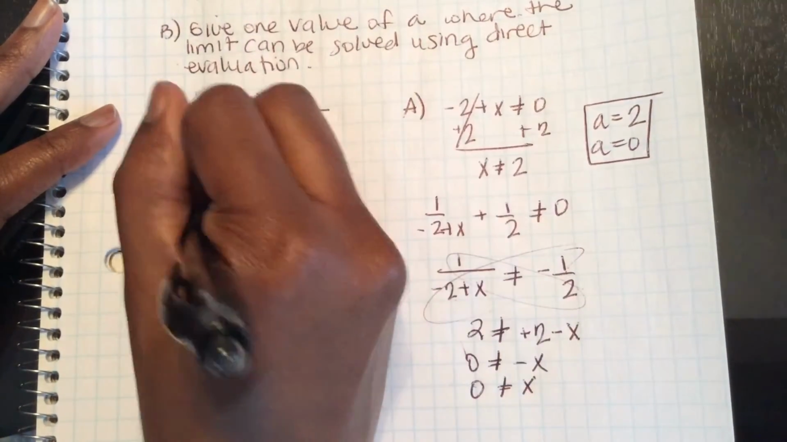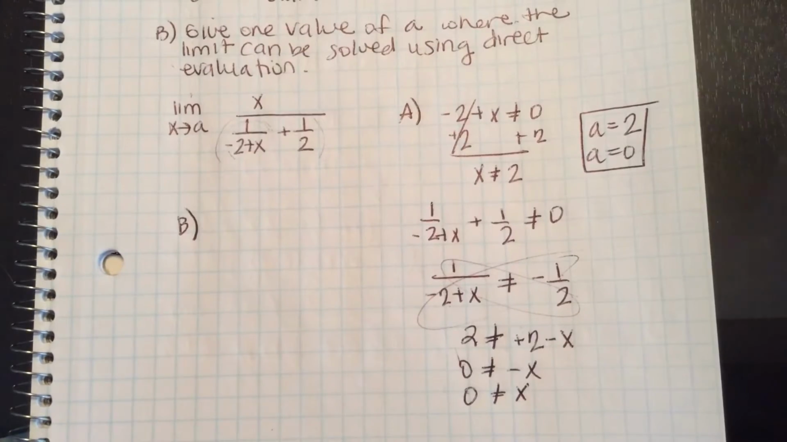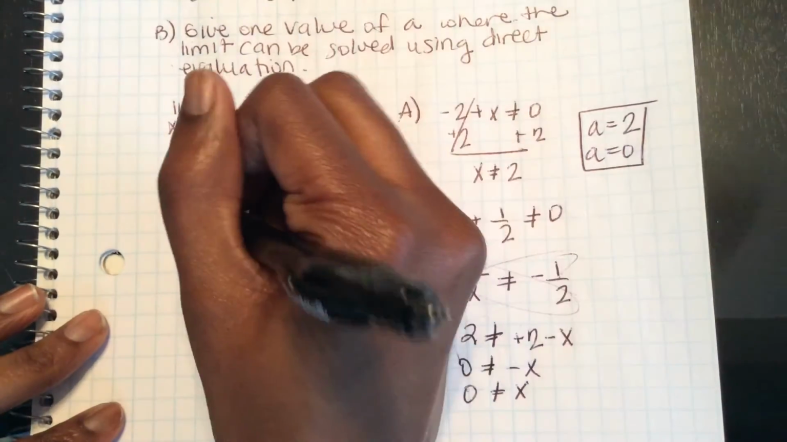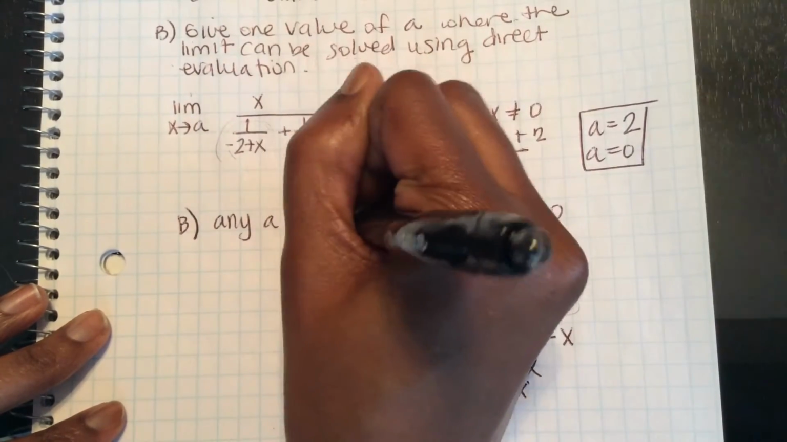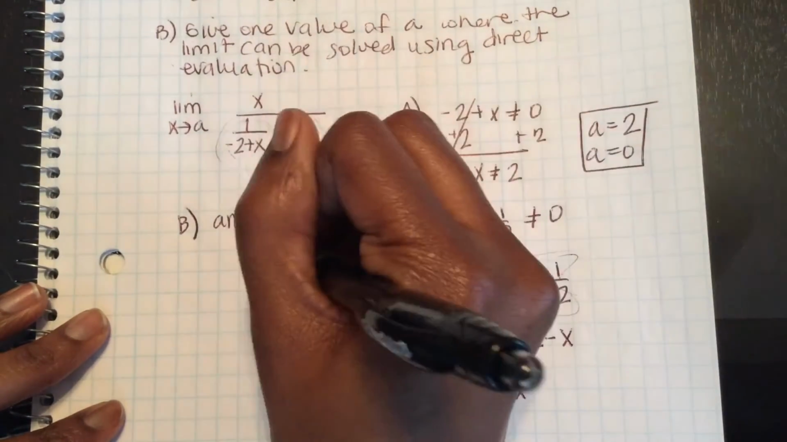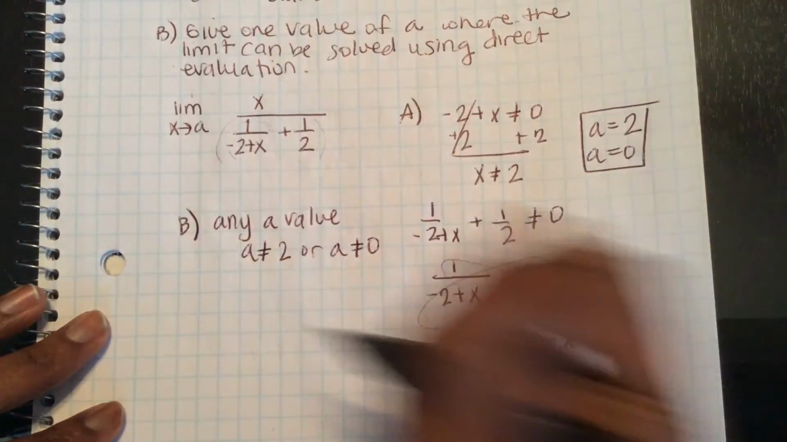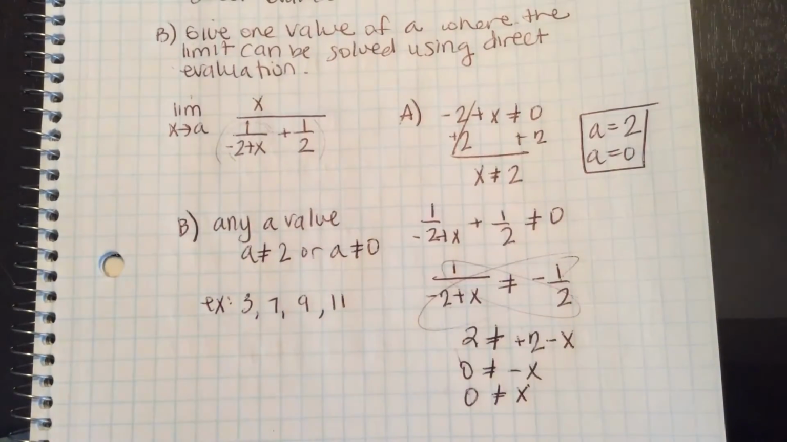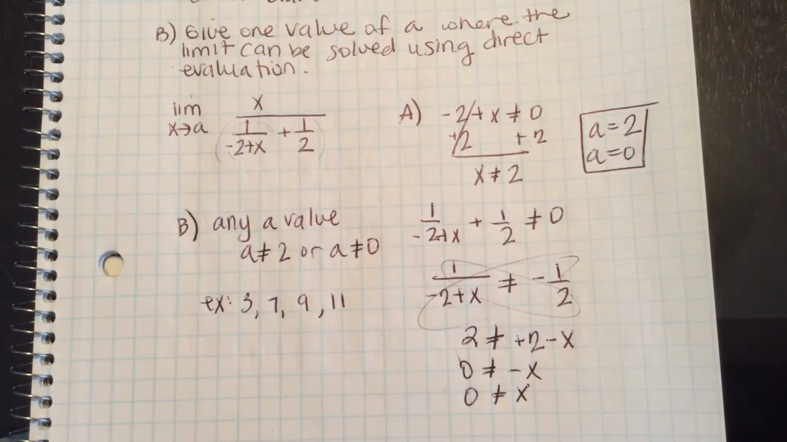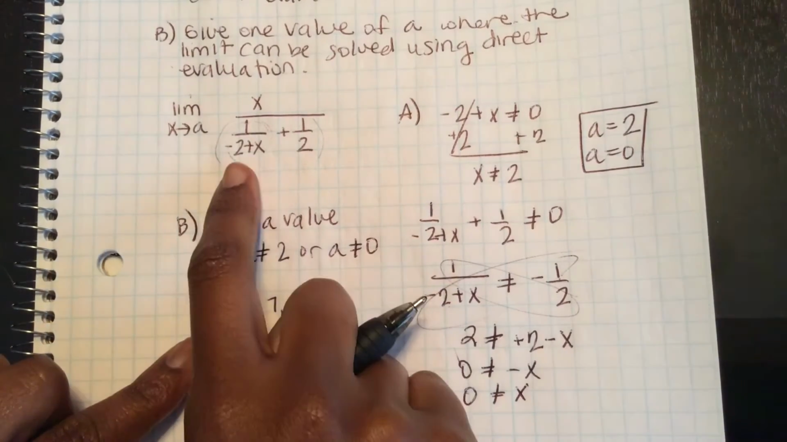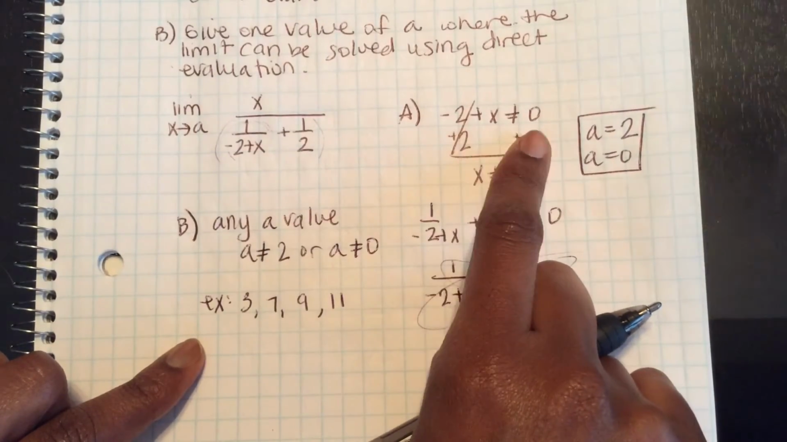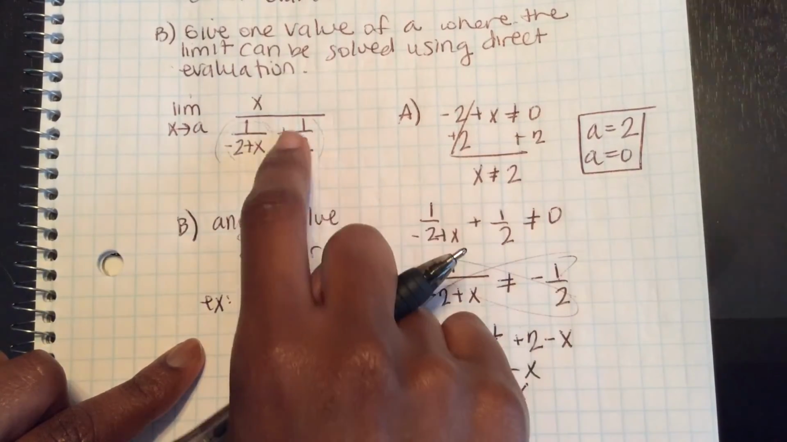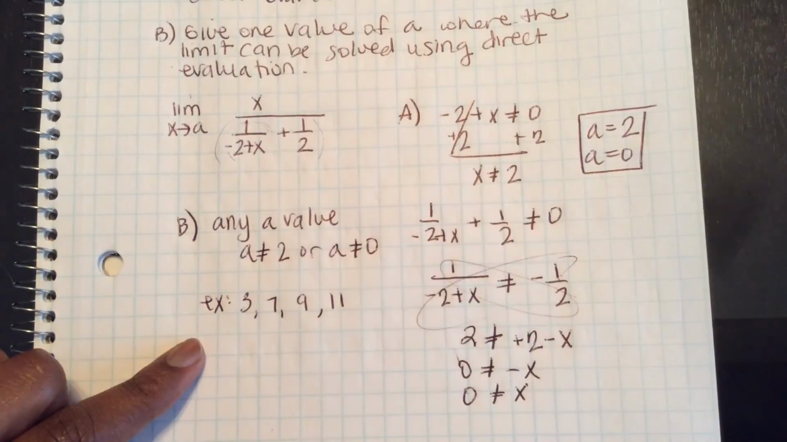So part B is asking for one value of A where the limit can be solved using direct evaluation. Well, that's any A value where A does not equal 2 and A does not equal 0. So examples vary. It could be 3, 7, 9, 11, right? All of those numbers, we could plug them straight in and we would not get 0 in our denominator. So once again, this is for when this denominator cannot equal 0, and all of this work was for when this entire denominator could not equal 0.